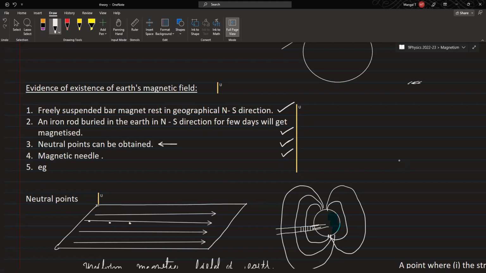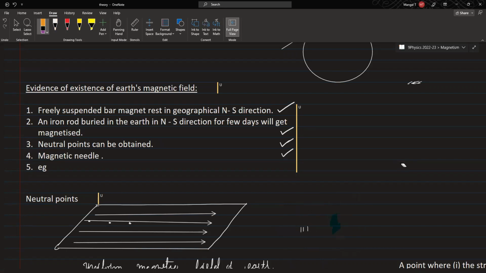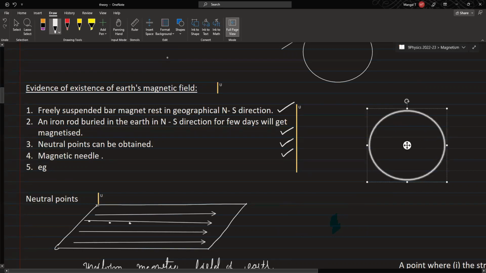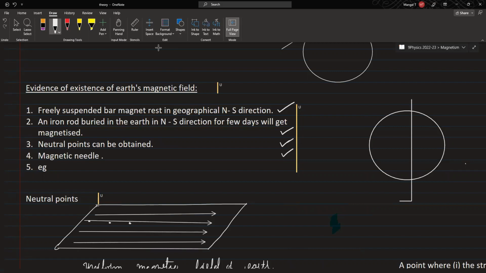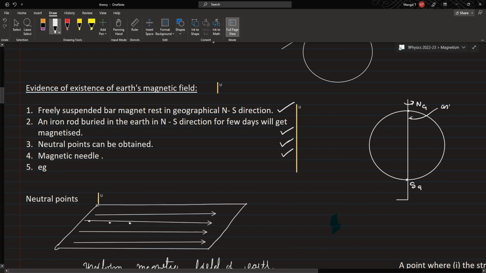About this neutral point, we will see what it is. But before we go ahead, there is one diagram in your textbook which talks about the Earth behaving like a magnet. So imagine this to be Earth. Over here you have this as the axis of Earth. Earth is spinning about like this. Here, this is the geographical south, and this is the geographical north. This is the axis of rotation of Earth.